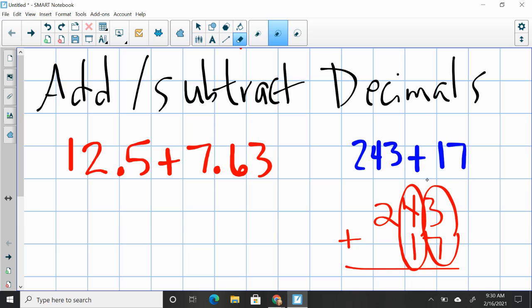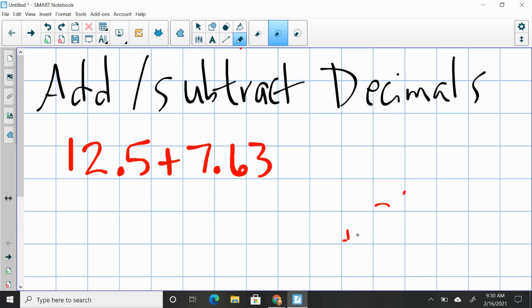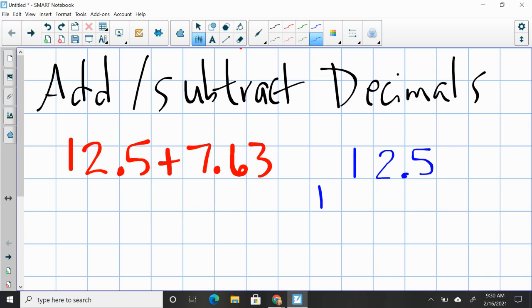So the same thing applies to when you are adding and subtracting decimal numbers. So in this first example, 12 and 5/10 plus 7 and 63 hundredths. We would set that up, and I want you to write this on your boards as well. You would set this up like so. 12, let me write this in my grids because that sometimes helps us stay organized. 12 and 5/10 plus 7 and 63 hundredths.